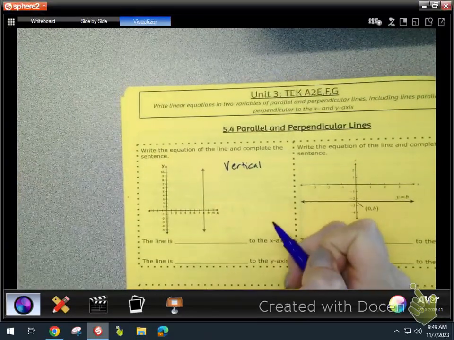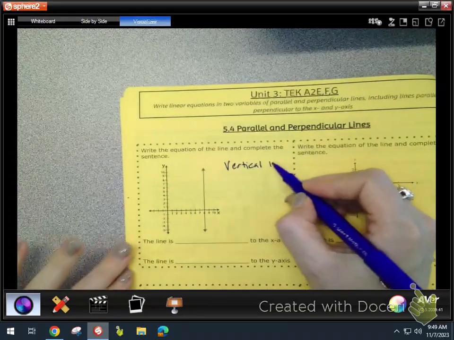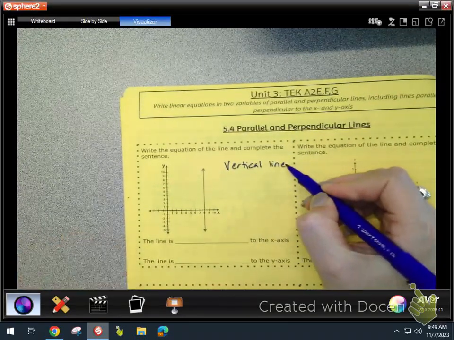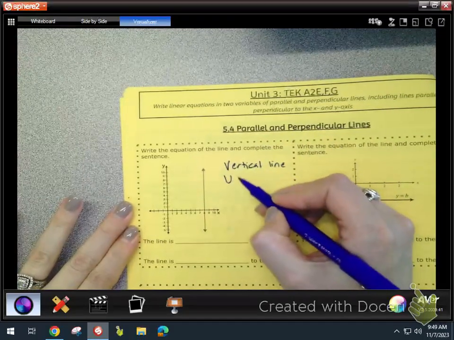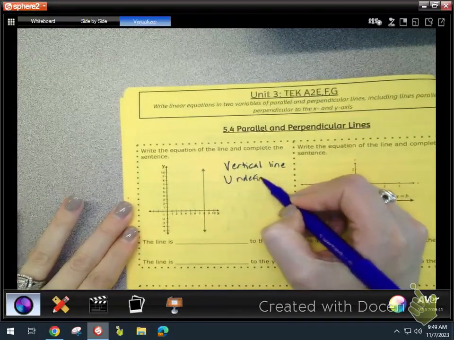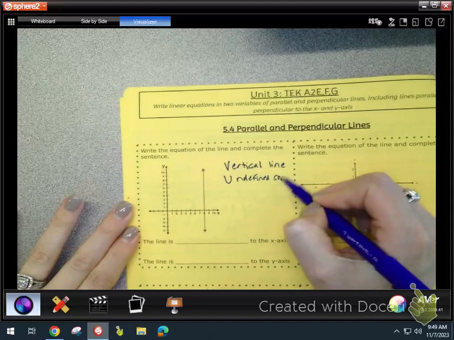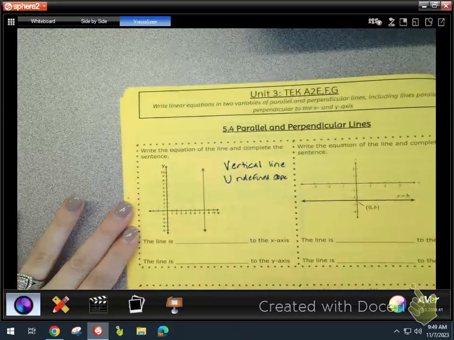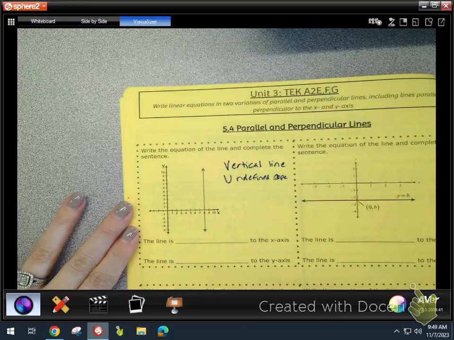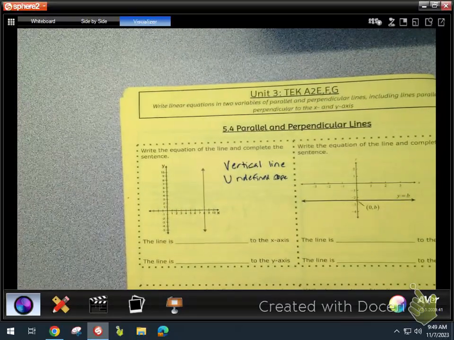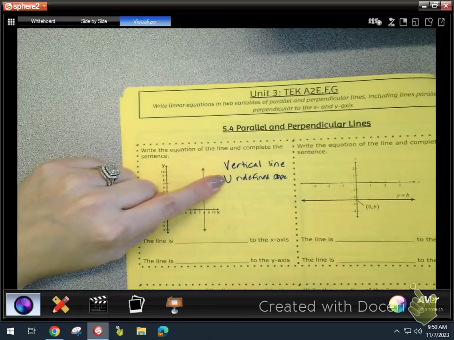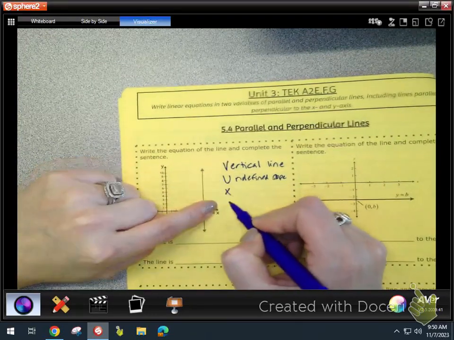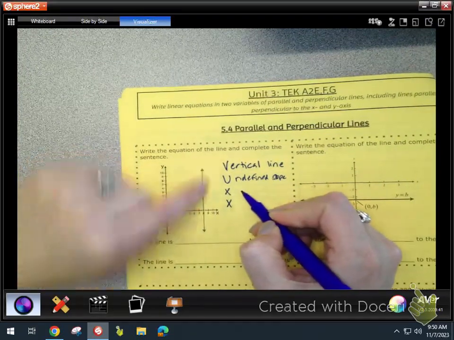We need to know this. Vertical line. What type of slope does it have? Undefined. That's what y'all keep screaming out. Vertical lines have undefined slopes, and that's great. That's a really important aspect of it, that it is an undefined slope. But we need to write the equation of it. So there were 2 more letters in our little acronym. Do y'all remember? V, U, X. X, and X. What axis does this cross over?